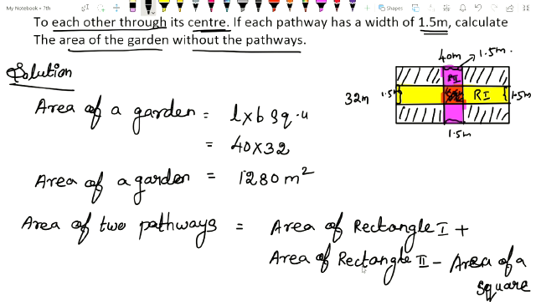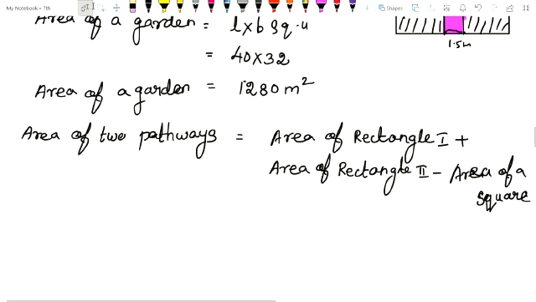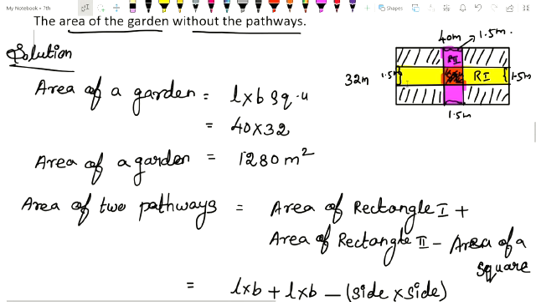Okay. So, what is the formula, children, for finding the pathways? Area of rectangle 1 plus area of rectangle 2 minus area of a square. Substitute here. Area of a rectangle, what is the formula, children? L into B, plus L into B, minus area of a square, side into side. See the first rectangle. What is the length, children? This is the length of the rectangle. See the figure here: this is 40, this line also 40, so the length of the rectangle is 40 meter, and the breadth of the rectangle is 1.5 meter.